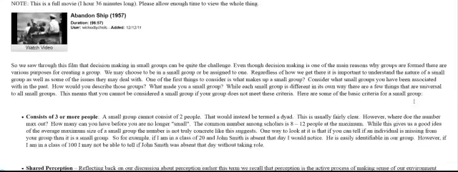All right. Okay, so hopefully you had a chance to watch the movie. So we saw through the film that decision making in small groups can be quite the challenge. Now, even though decision making is one of the main reasons why groups are formed, there are various purposes for creating a group. Now, these folks didn't have the choice. They were in the group without really making the decision to be in the group. And even the leader kind of was made the leader without really wanting to be the leader. And they had to make some very, very difficult decisions. It's very thought-provoking. What would you do if you found yourself having to make sure your group survives in this way?